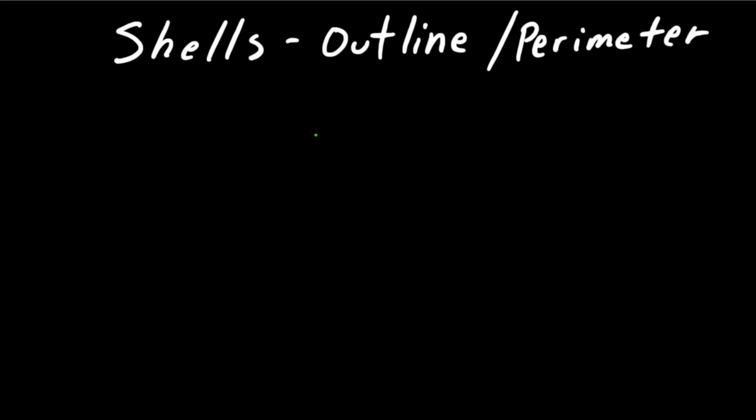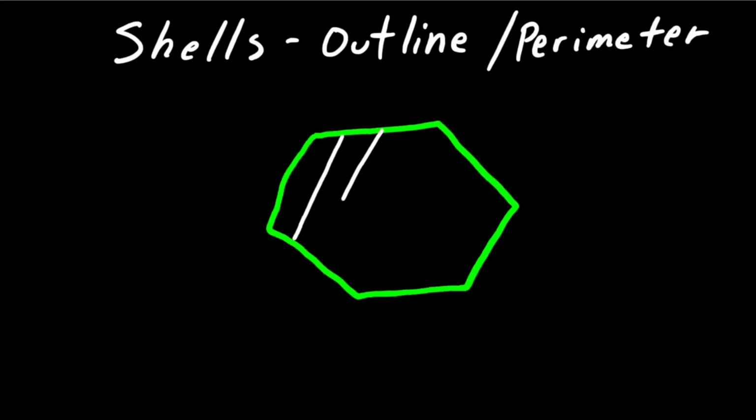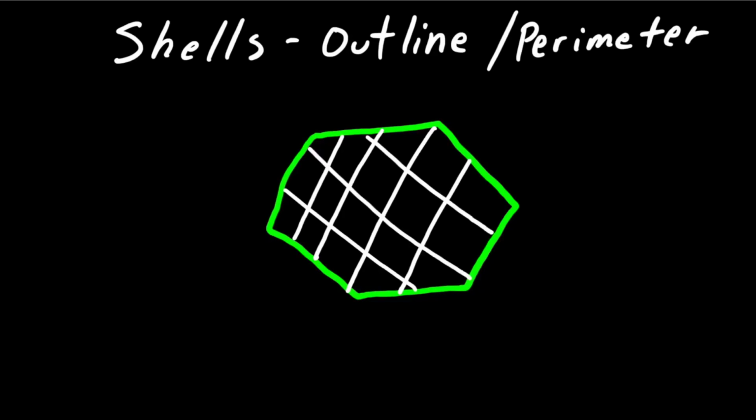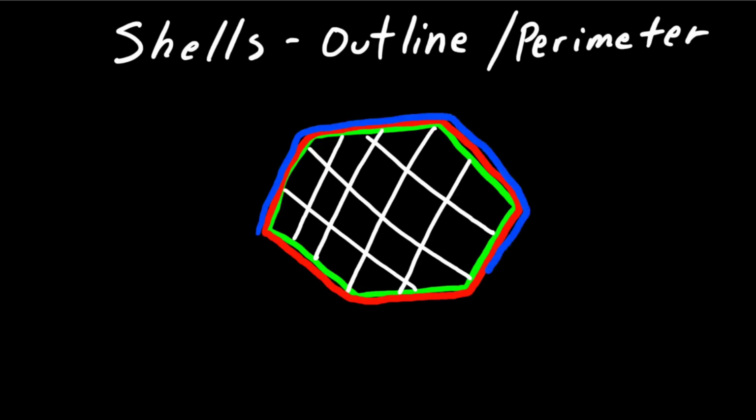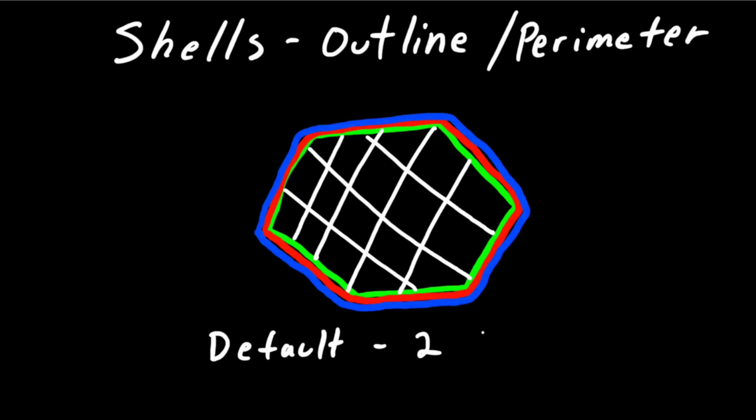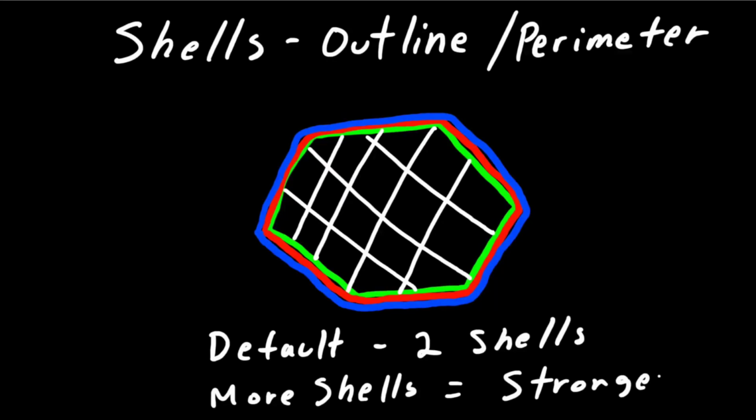Shells refer to the outline or perimeter of the part. 3D prints are separated into two parts, the shell and the infill. As we mentioned in the previous slide, the infill is the interior pattern. The shell is the wrapping around that pattern. The default is normally set to 2, but you have the option to change it. Generally speaking, more shells equals a stronger part.